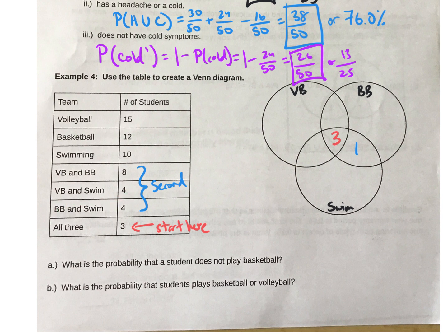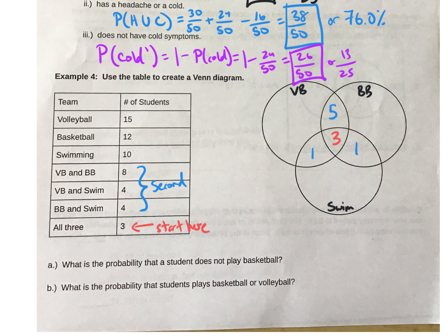For volleyball and swimming, there's also 4. And there's already 3 that are doing all 3. So there would just also be 1 student who's doing just volleyball and swimming. And lastly, there's 8 students in volleyball and basketball. And there's 3 that are doing all 3, so 8 minus 3 is 5. So there'd be 5 students doing volleyball and basketball.